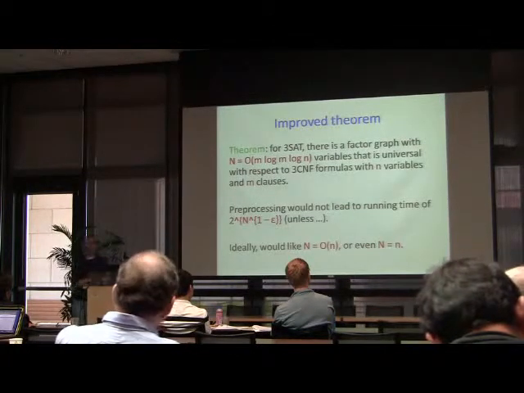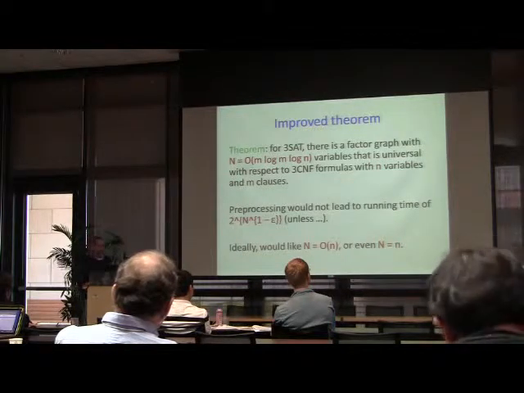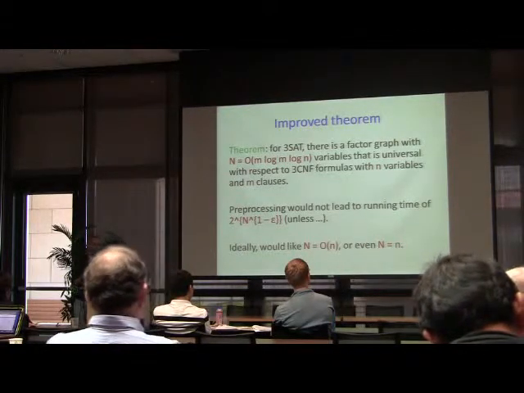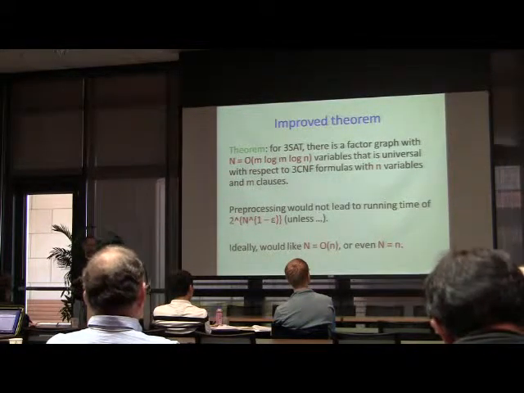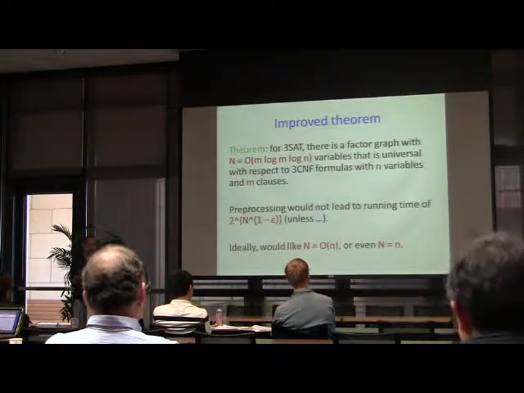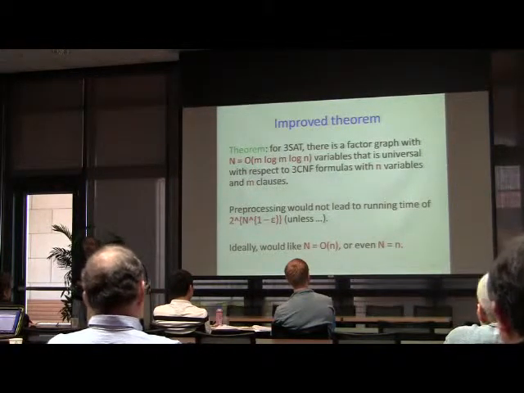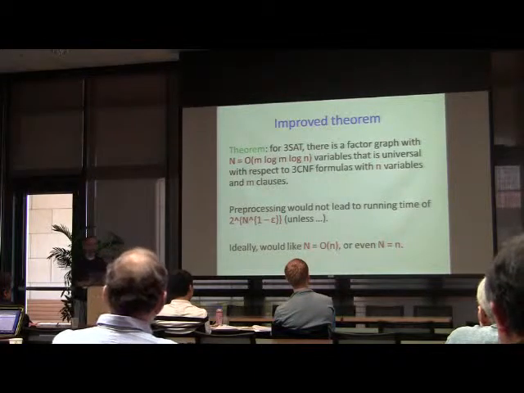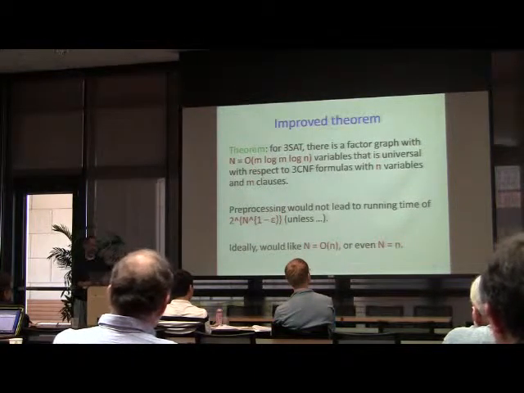So we can have an improved theorem. If we have a 3SAT formula which has n variables and m clauses, we can construct a factor graph with m times polylog variables.